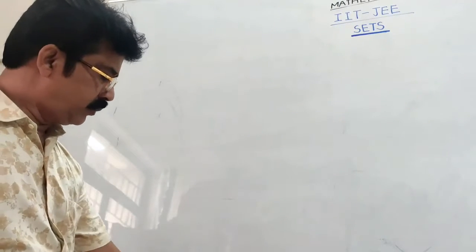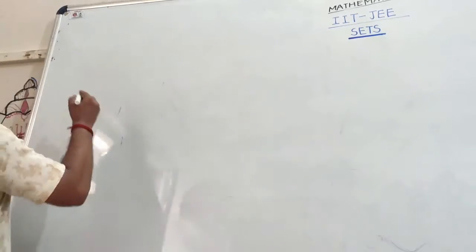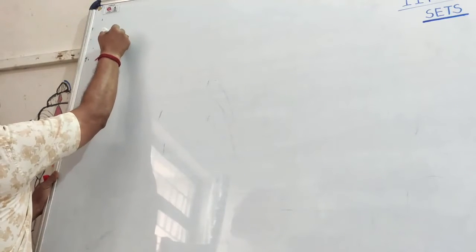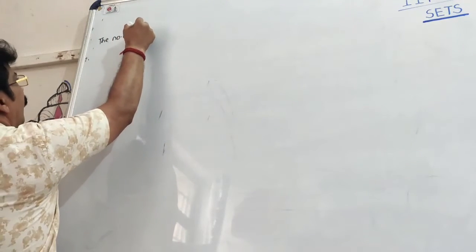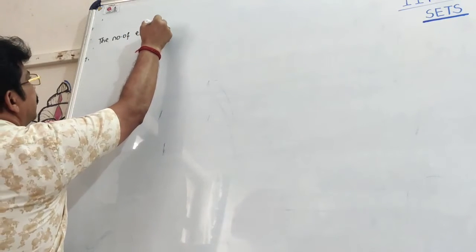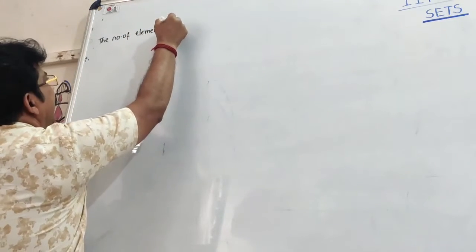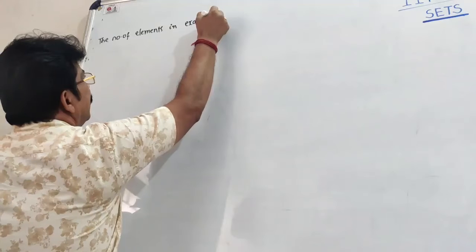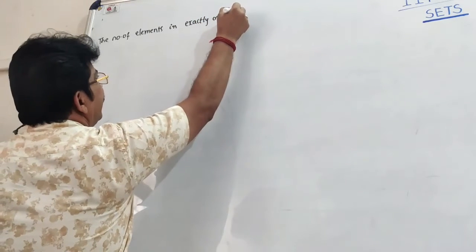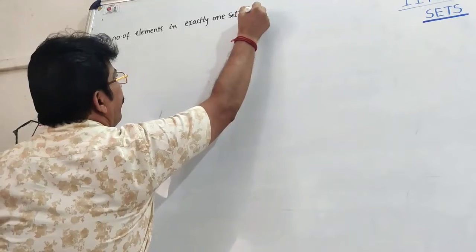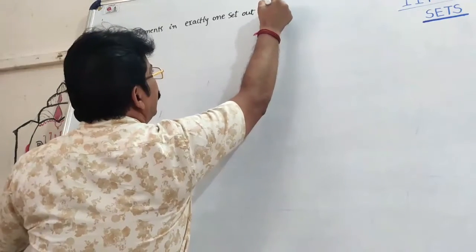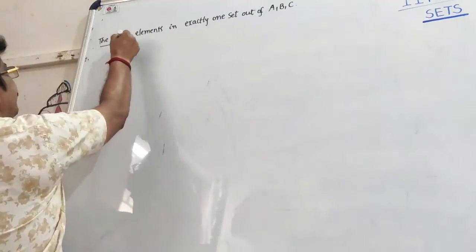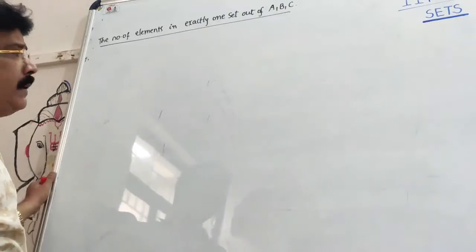Next, another beautiful concept is there: the number of elements in exactly one set out of three given sets A, B, C. This is the concept.